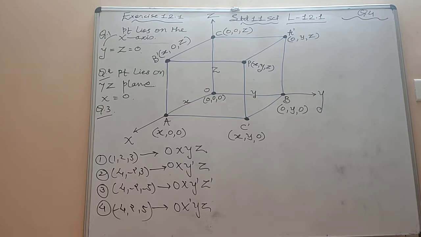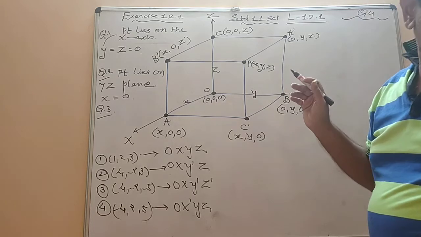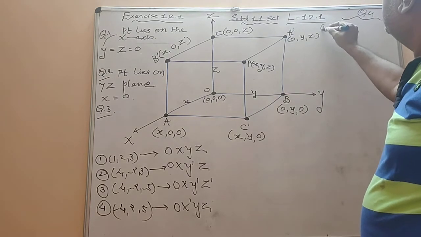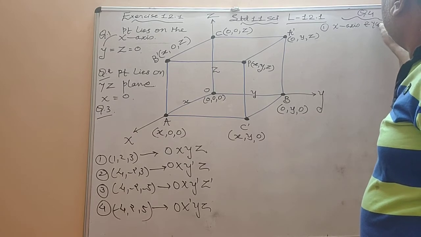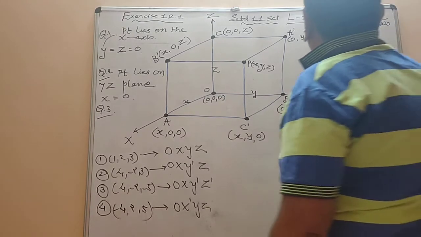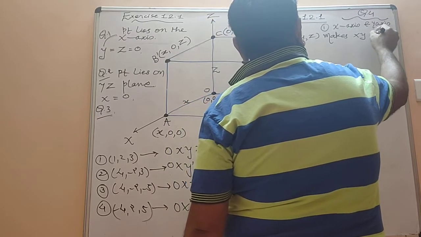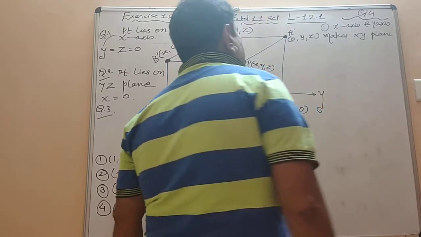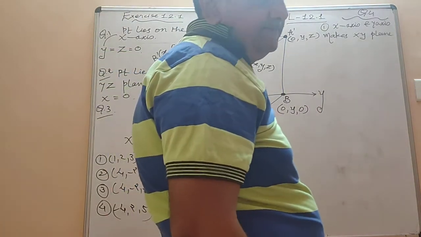Now question number 4. X axis and y axis, in which plane exist? So question number 4, the first one is x axis and y axis makes xy plane. X axis and y axis makes xy plane.